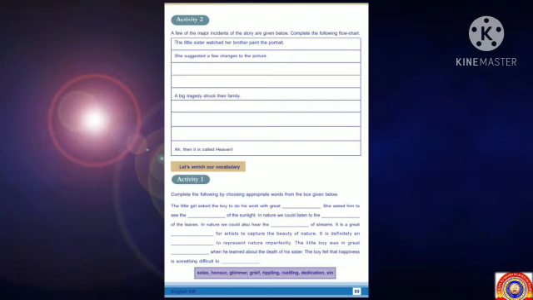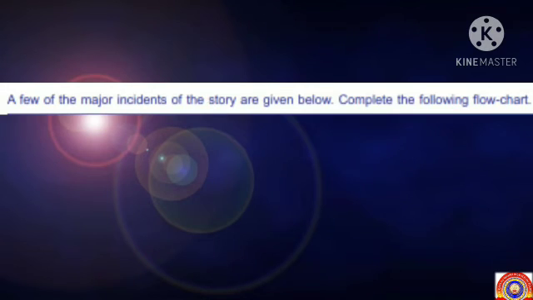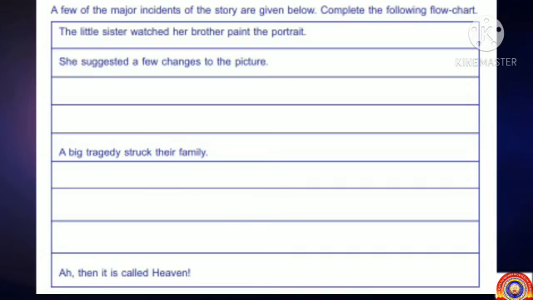So, all of you take page number 89. Look, activity 2. All of you read the question given there. The question is, a few of the major incidents of the story are given below. Complete the following flowchart. Students, an incomplete flowchart is given here. So you have to identify the major incidents in the story, The Light on the Hills, and complete the following flowchart. Some of the major incidents are given here.